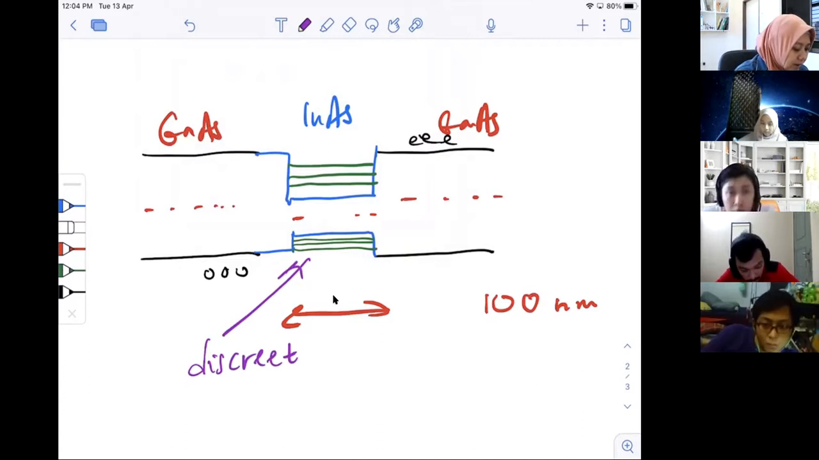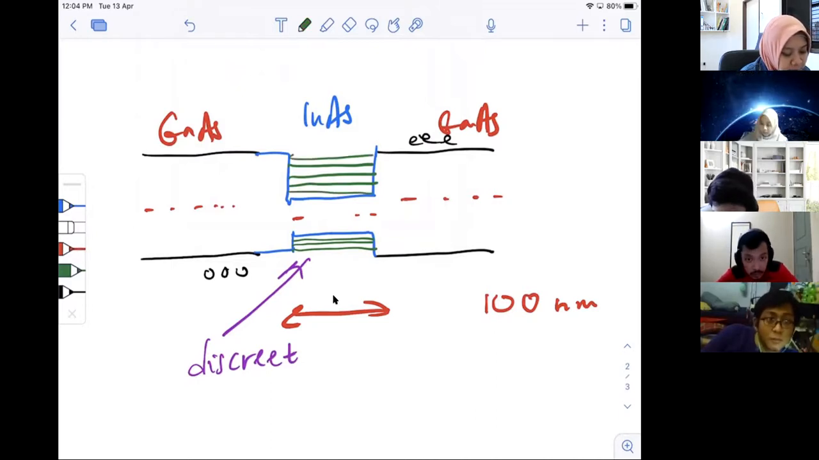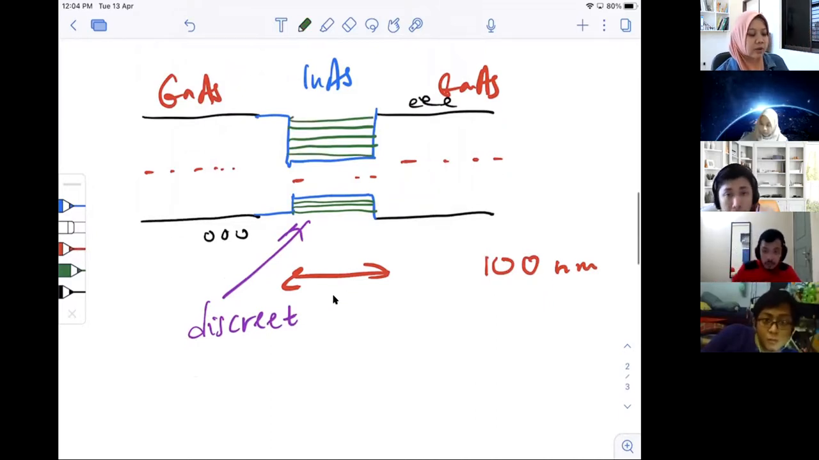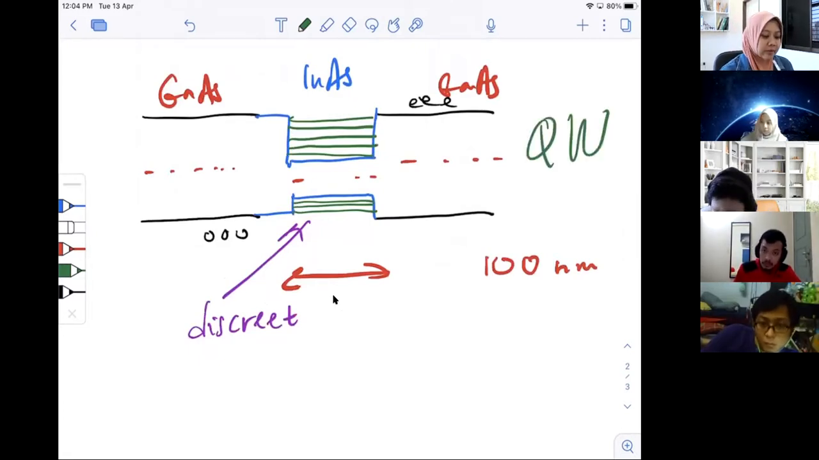Therefore, the electron, tapi dia punya level ni lagi close. Walaupun dia discrete lagi close. Sebab I will show you the difference between a quantum dot and quantum well. So this is quantum well. So you can have electron. So it means that when the energy level is discrete, sebenarnya electron tu duduk kat sini je.